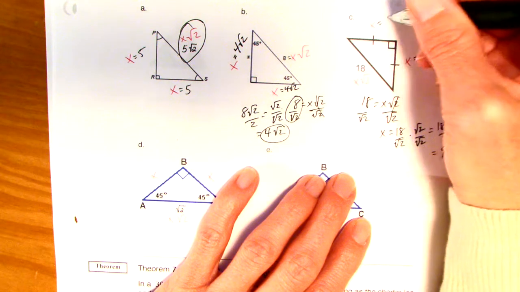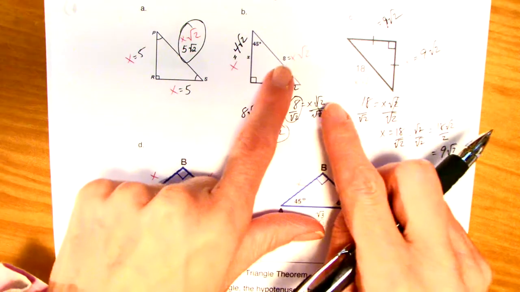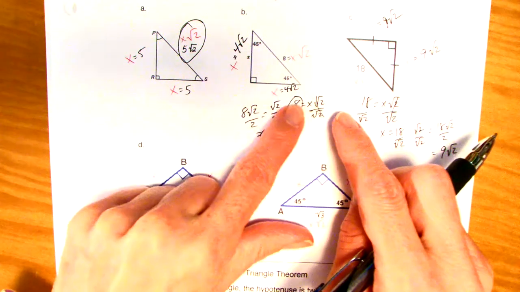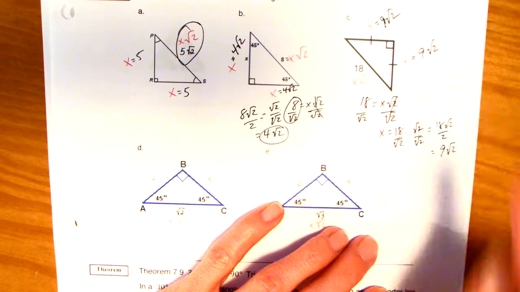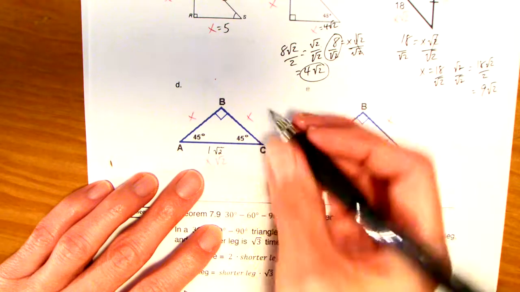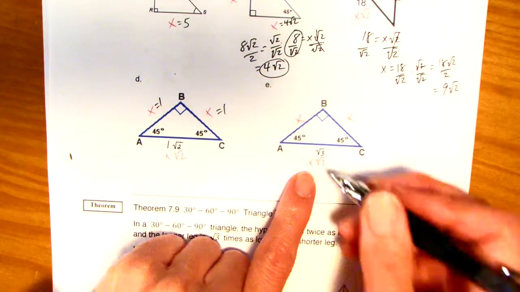Do you see a pattern with these two? If you had just a solid whole number for the hypotenuse, half it, put square root of 2 for the legs. How about this? If there's nothing in front, x is 1. Nice and easy, huh? And last but not least, this is a tricky one.